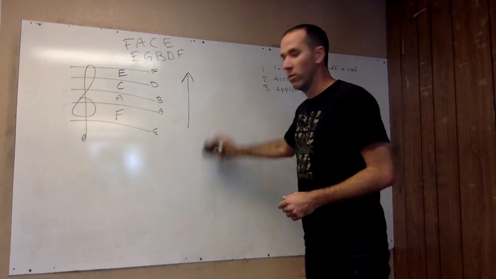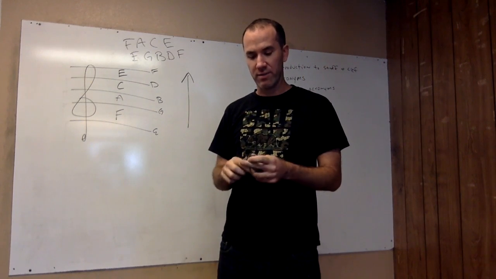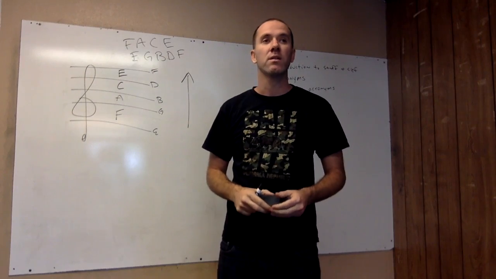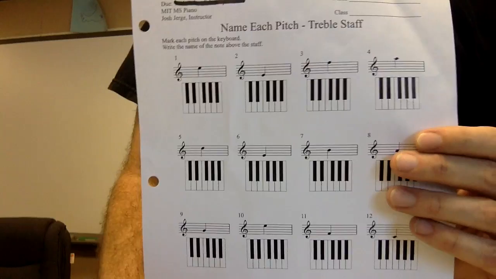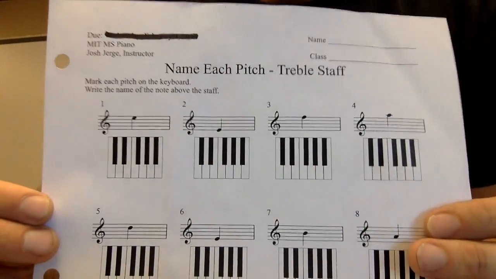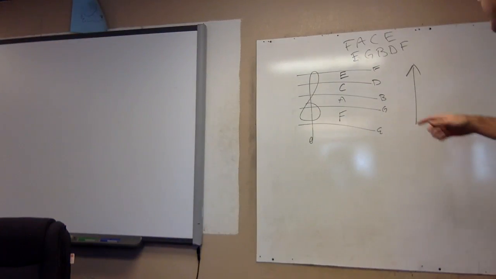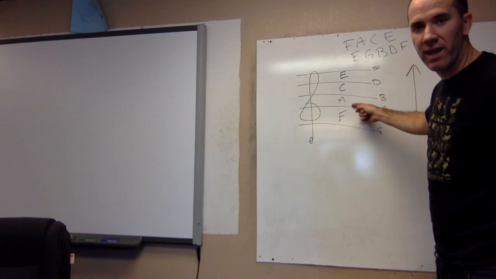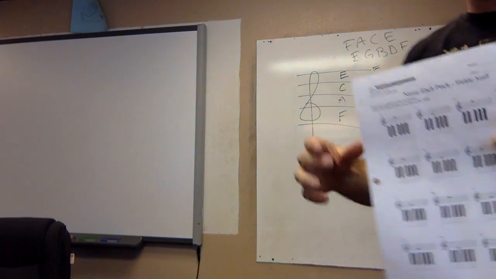Now, what we're going to do is we're going to get into groups. And I have a group assignment for you all to do. I want you all to get into groups of 4, and then this is what your assignment looks like. If you look at number 1, that note is on the top space. So as we remember from the board, the top space, we use the FACE acronym, F-A-C-E. So that top space is E.